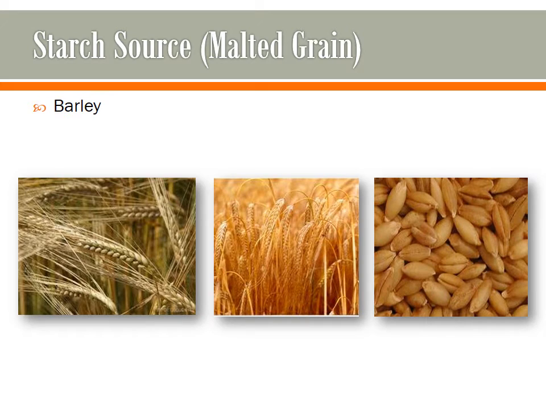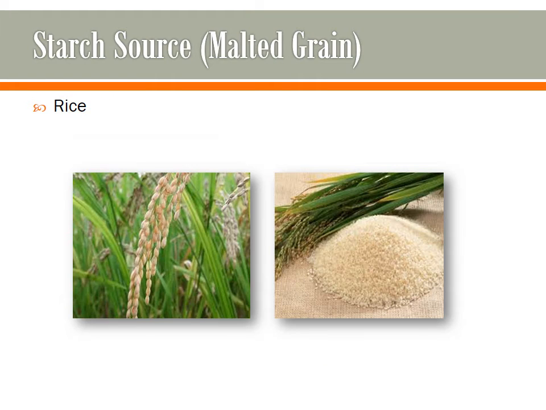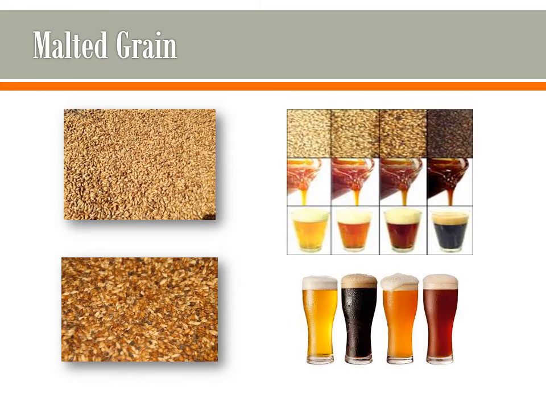Here the most common malted grains are barley, wheat, and rice, which Chinese people use to create their own beer. And the malted grain, as you can see, gives the strength and the flavor and also the coloring of the beer that you want to produce at the end.